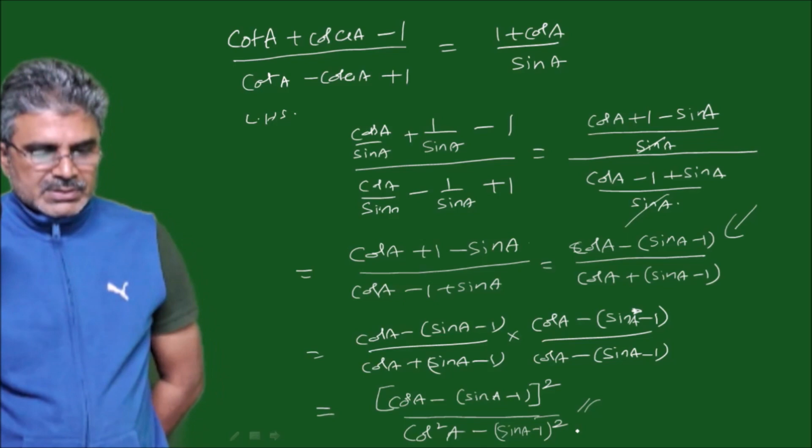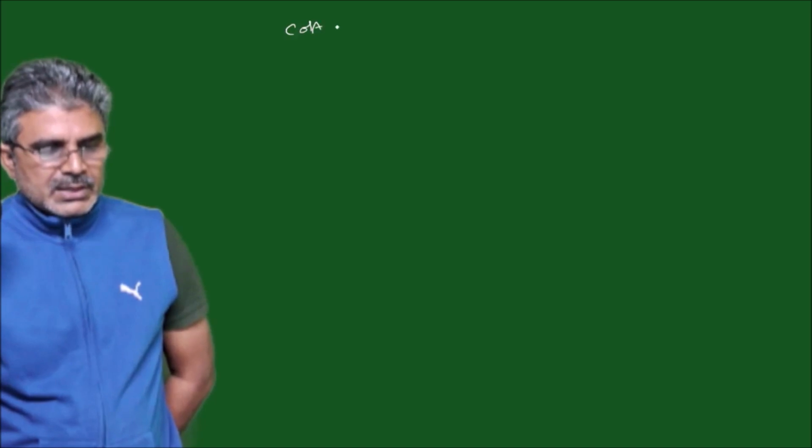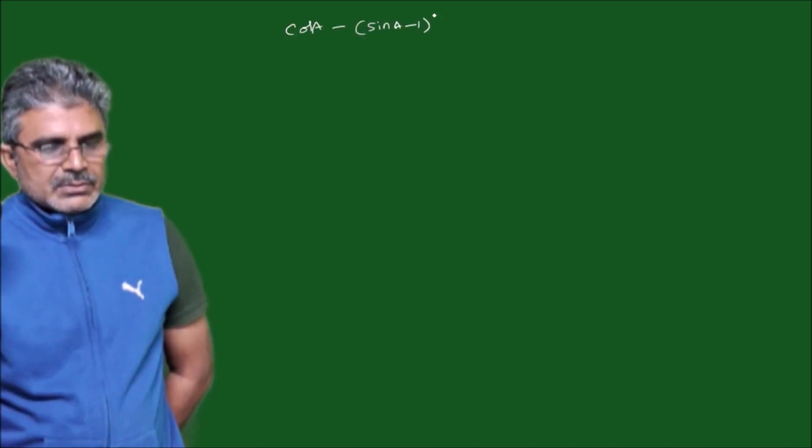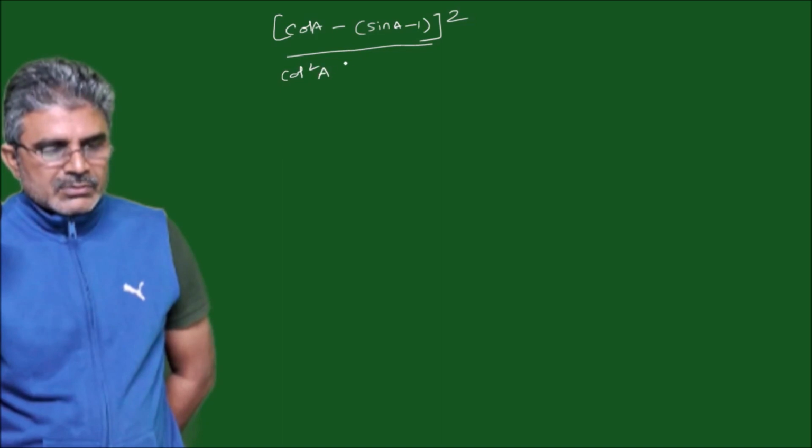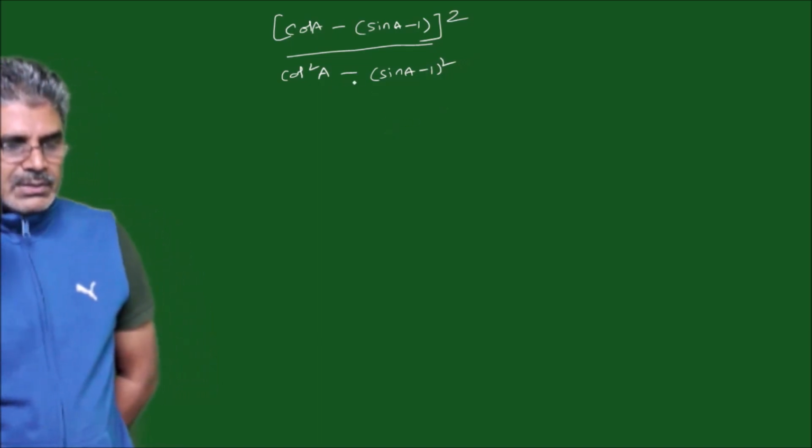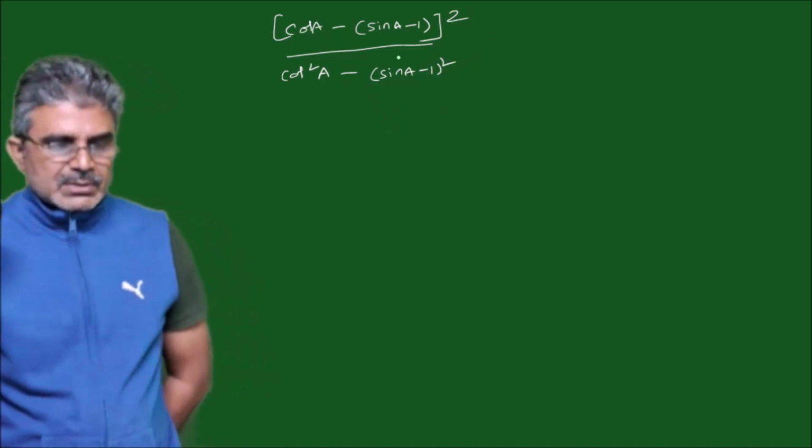I want to take it to the next page. So the remaining thing is (cos A minus (sin A minus 1)) whole square for the numerator, and in the denominator you have cos square A minus (sin A minus 1) whole square. It is in the form of A square minus B square.